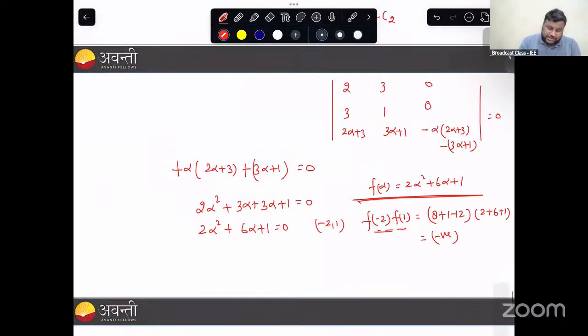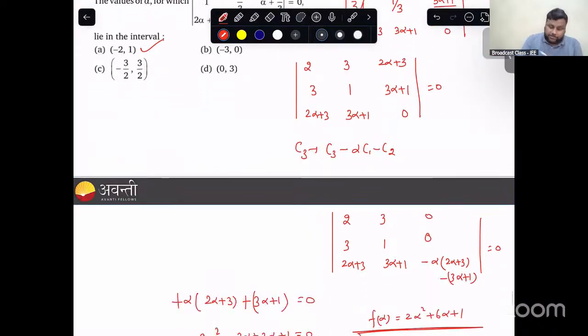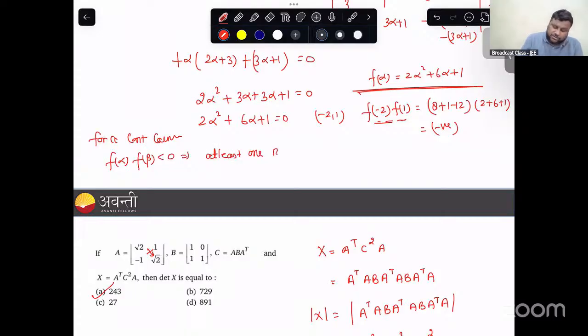F of minus 3 into f of 0 is positive, f of 0 into f of 3 positive, f of minus 3 by 2 into f of 3 by 2 will also come positive. So this is the only option. So what theorem did I use? That for a continuous curve, if f alpha into f beta is less than 0, that means at least one root of f x equals 0 lies in alpha to beta. Understood? Am I clear?